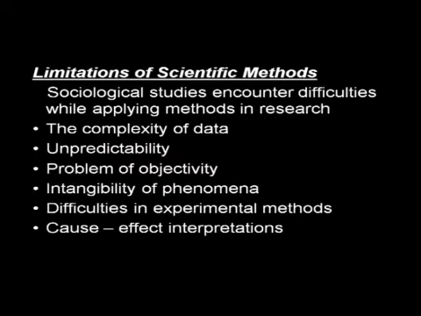Explain limitations of scientific methods. Sociological studies encounter difficulties while applying methods in research. The first limitation is the complexity of data. Secondly, unpredictability. The third one is the problem of objectivity. Fourthly, intangibility of phenomena. Next limitation is difficulties in experimental methods. Lastly, the cause effect interpretations.